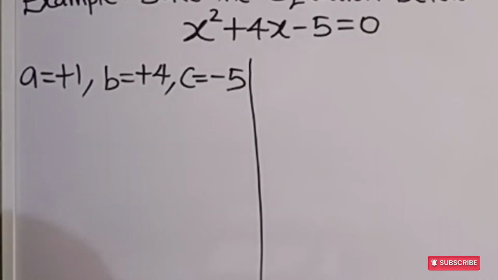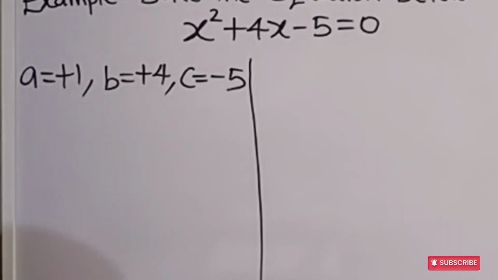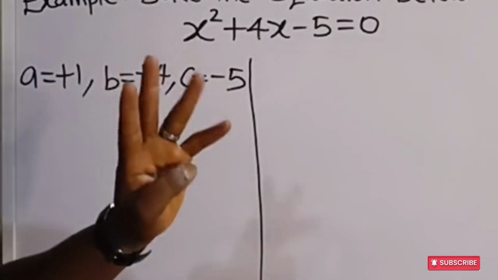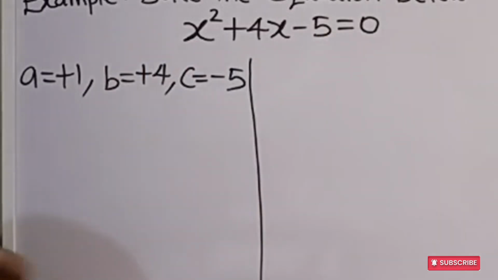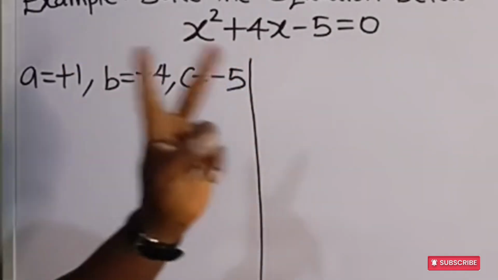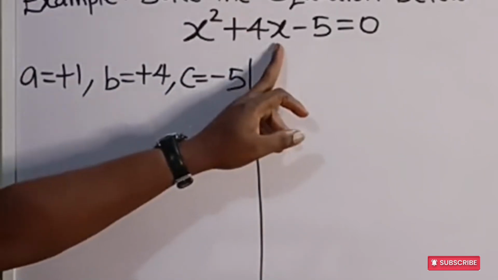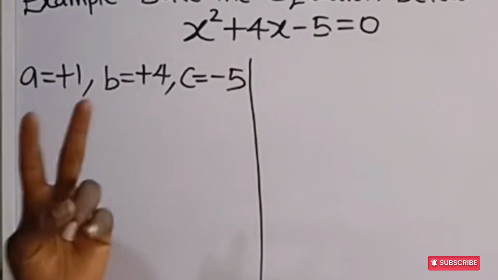The next thing we're going to do is look for two numbers. Now, in a previous lesson where I taught factorization by grouping, for you to factorize by grouping, you need to have 4 terms. But here we have 1, 2, 3 terms. So what we want to do at this point is to split this middle term into 2, so that one of it is going to go with x squared, and the other part of it is going to go with minus 5. So our target is to split plus 4x into 2.